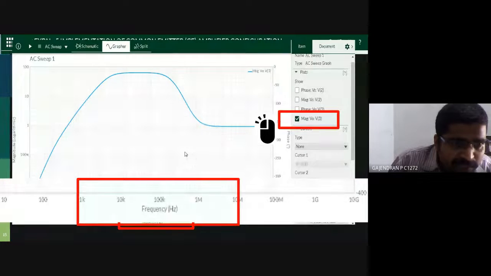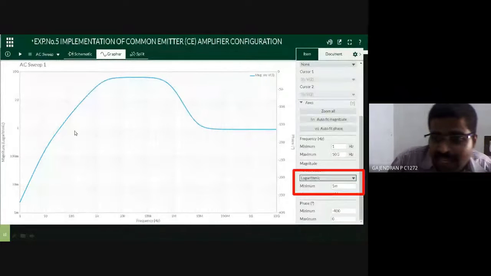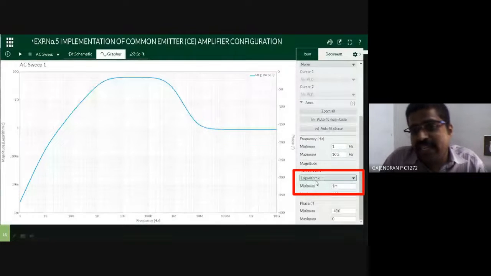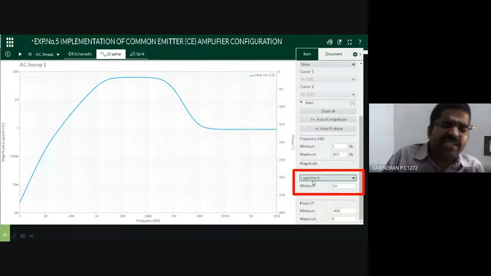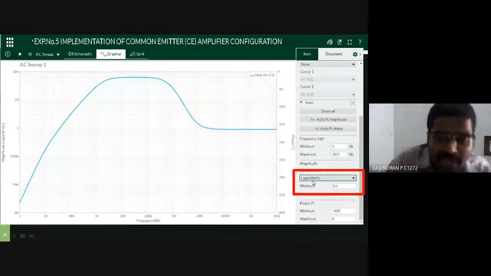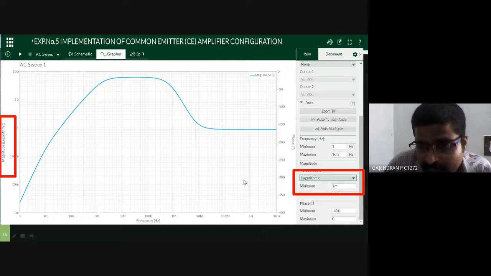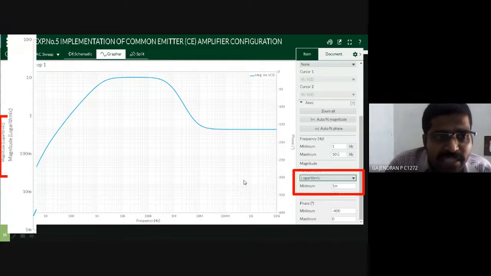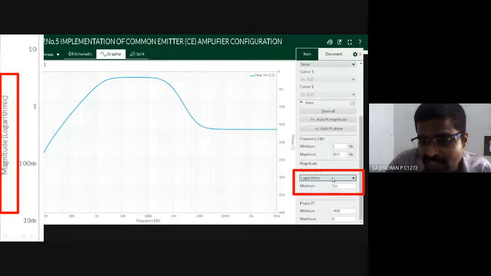I have seen the x-axis. Okay? The y-axis is in the logarithmic scale. Correct, sir? What scale is the y-axis in? Logarithmic scale, sir. Actually, I am supposed to change it into decibel. I need to change it into decibel. How to change it into decibel?